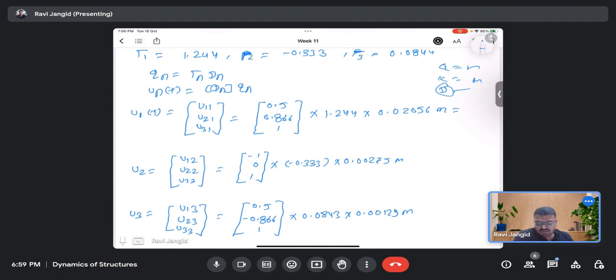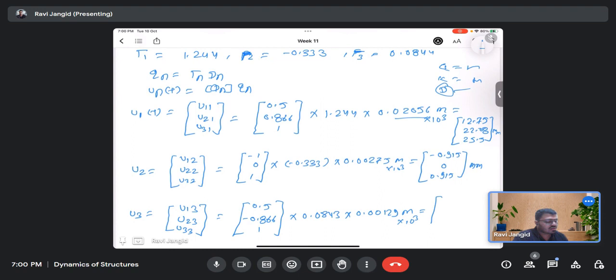So if you solve this, I am dividing by 1000 and multiplying by 1000 also, so that it comes in mm. It will be good to write in mm. Multiply with 10 raised to the power 3, so you will get minus 0.915 mm. Similarly, 0.0543, 0.0941. So these are the story displacements.